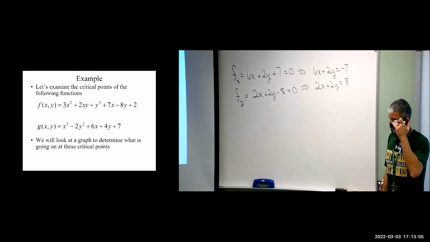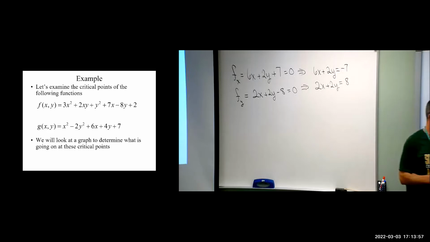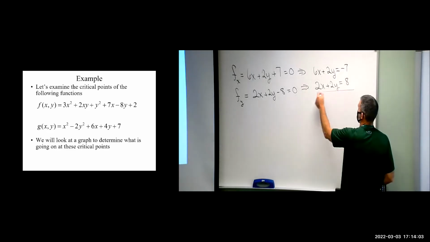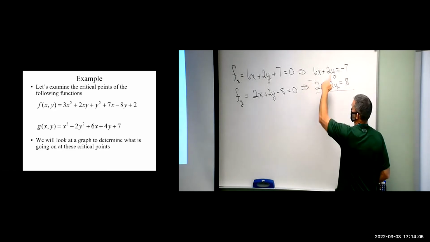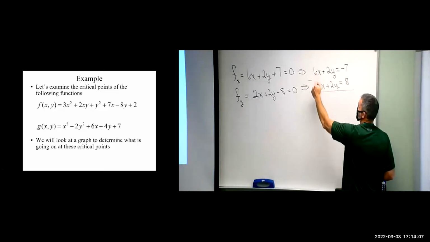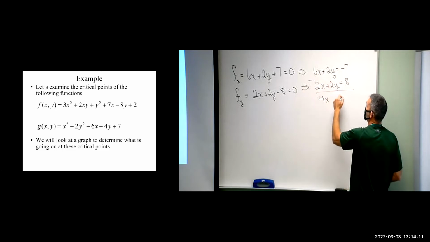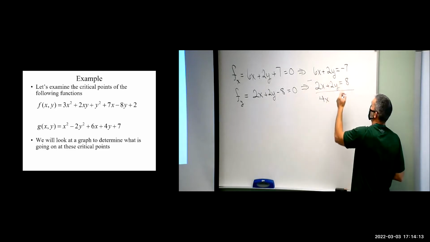All right. Now let's do this just for fun. Well, actually, let's do both. Let's do it real quick. This is set up perfectly for elimination, right? Because we can eliminate the y's. So 6x minus 2x is 4x, 2y minus 2y is 0, minus 7 minus minus 8.